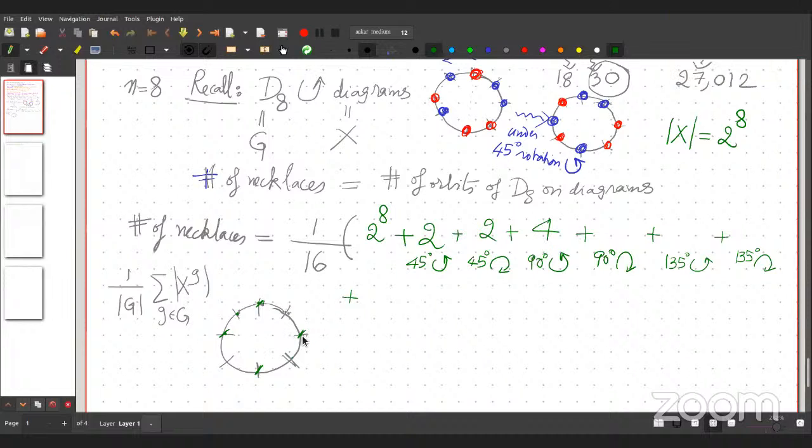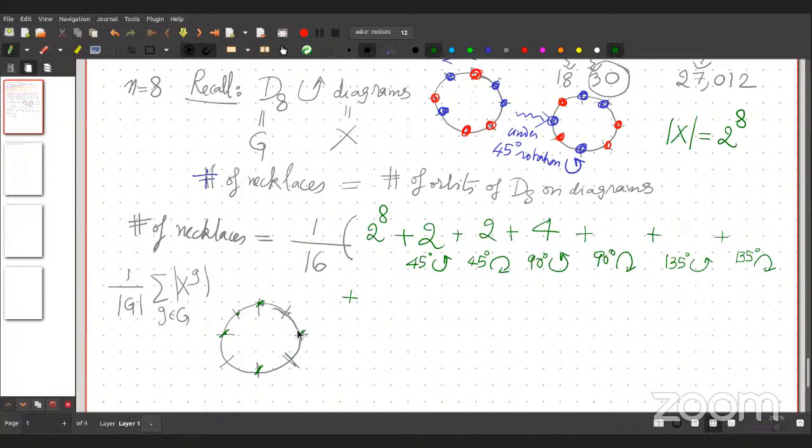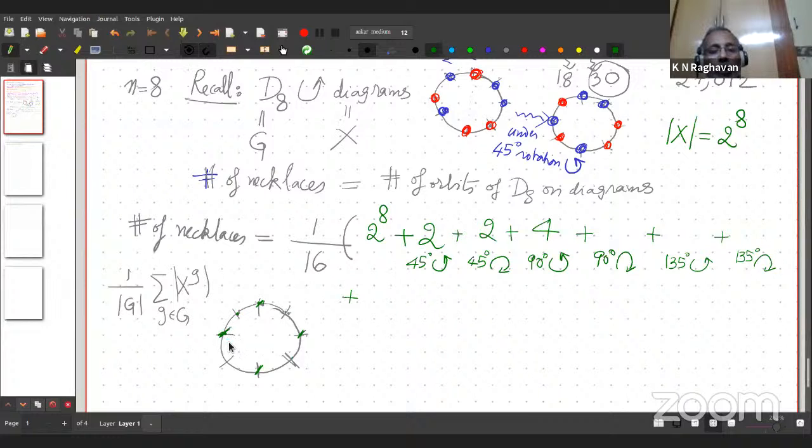Red, blue alternatively. There are 2 choices. And all red, all blue. Very good. That's it. So, indeed, that's correct. But another way to think about it is here, all these are the same color.